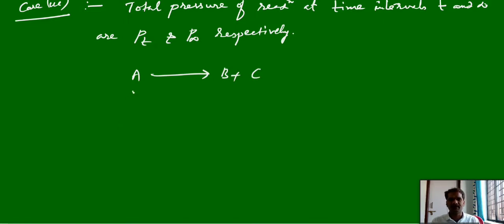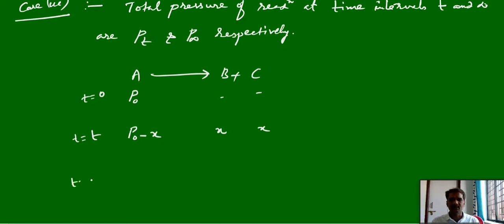Let us assume the initial pressure, which we do not know, is P naught. At t equal to 0, it is P naught. At t equal to t, some amount of A, say x, will decompose, and it gives x amount of B and x amount of C. For this we have the total pressure Pt.